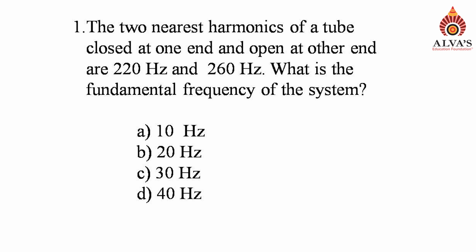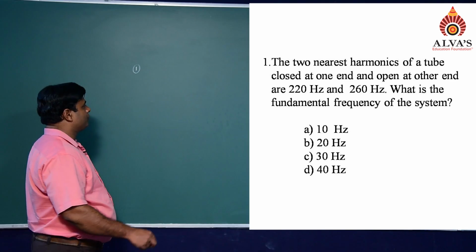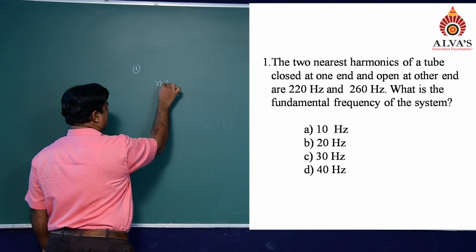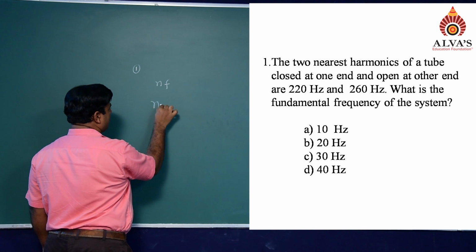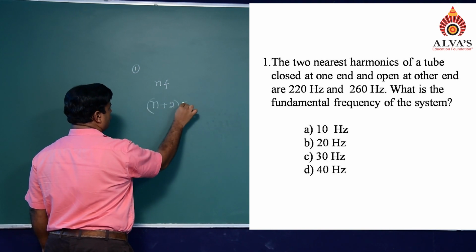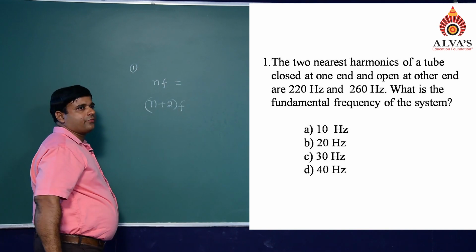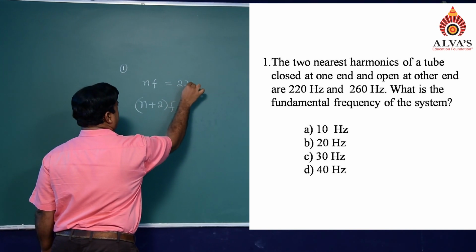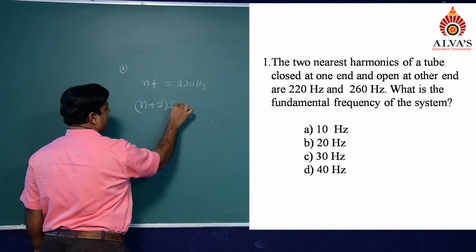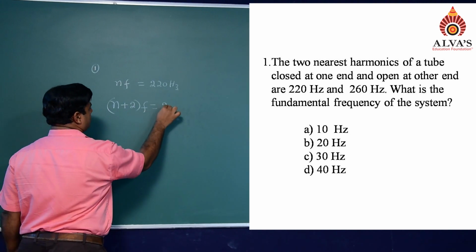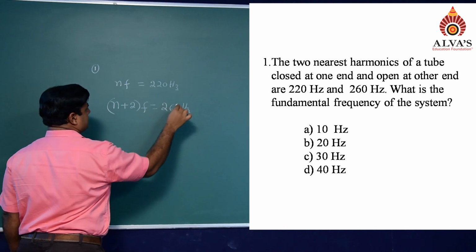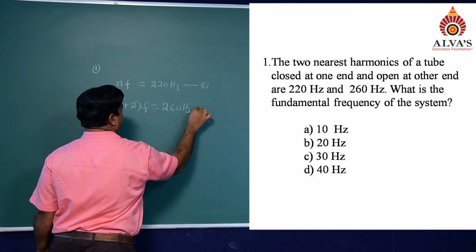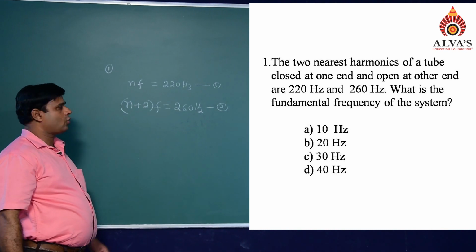So, in this question, two frequencies are given. They are the two nearest harmonics. In case of a closed pipe, harmonics differ by 2. So, if one frequency is n into f, another should be (n plus 2) into f. n into f is given as 220 Hz. (n plus 2) f is equal to 260 Hz. You have to find out the fundamental frequency equal to f.